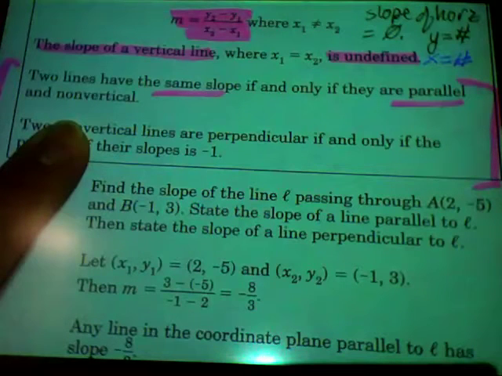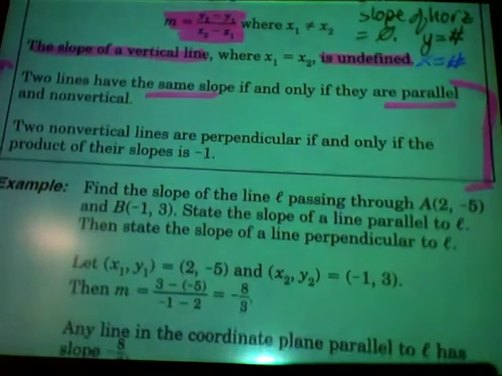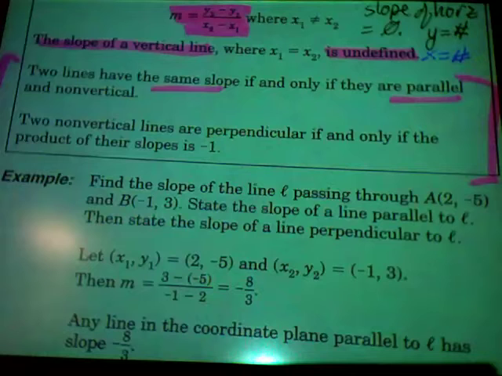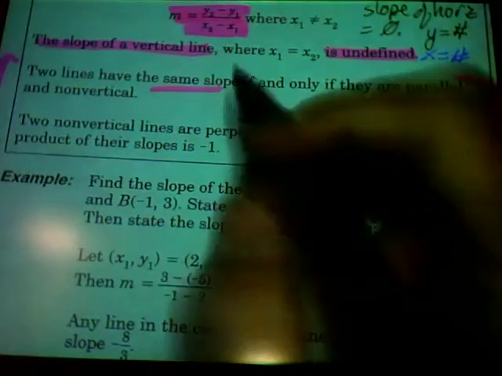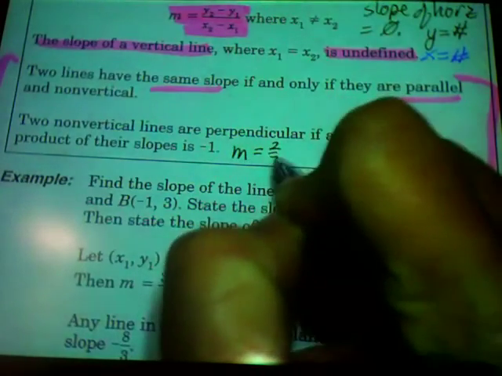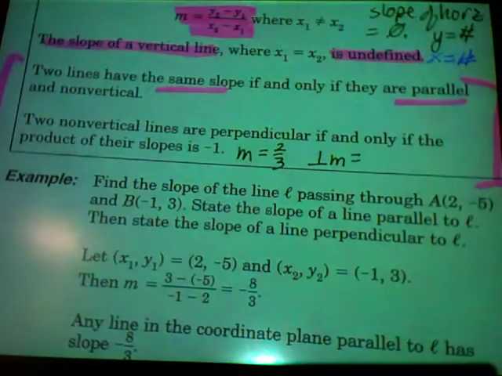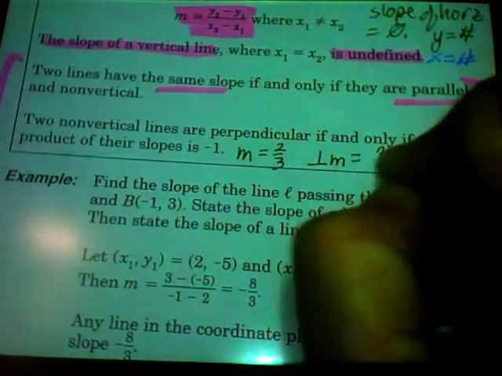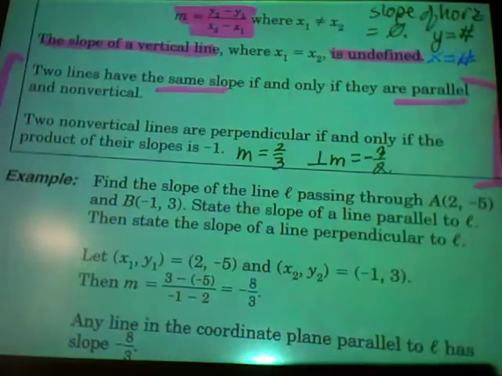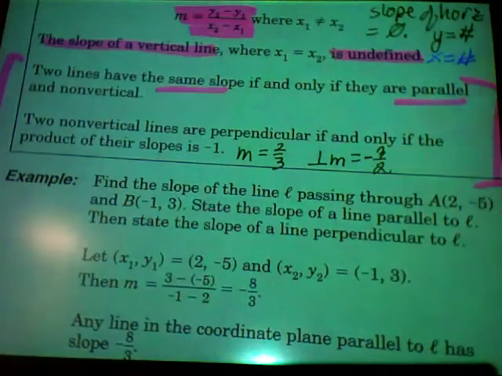But vertical lines can be parallel, can't they? You're just going to come up with an undefined slope. And then this one says two non-vertical lines are perpendicular if and only if the product of their slopes is -1. So remember, perpendicular slopes are always opposite signs and reciprocals, because those are the kind of numbers that give you -1. So if I have a slope that is equal to 2/3, the perpendicular slope would be what? What's the reciprocal of 2/3? 3/2. And what is the opposite sign? Negative. If I multiply those two slopes together, don't I get a -1?